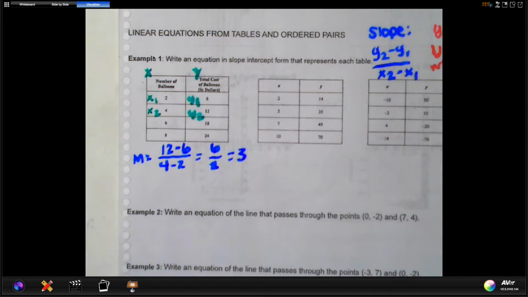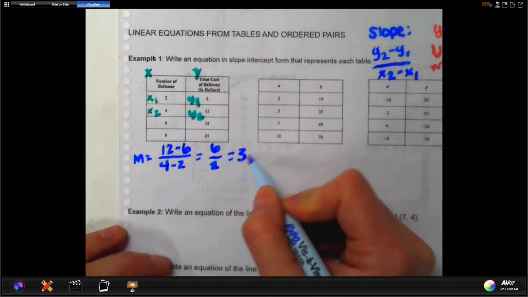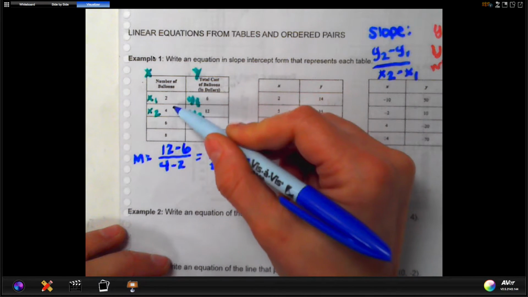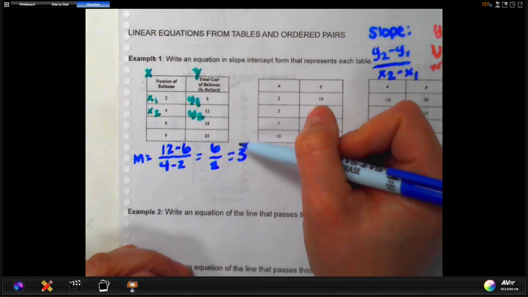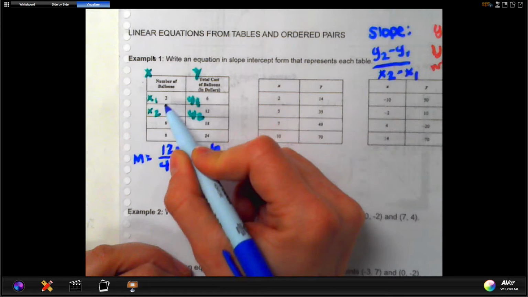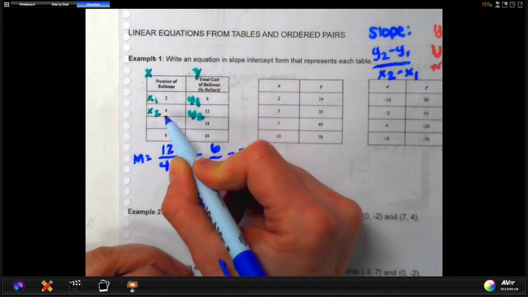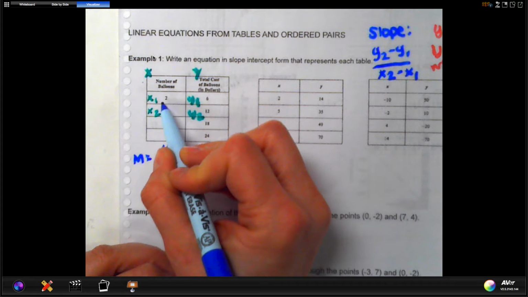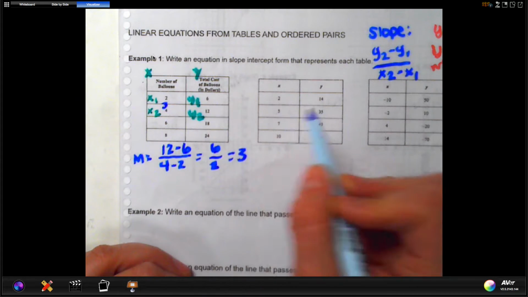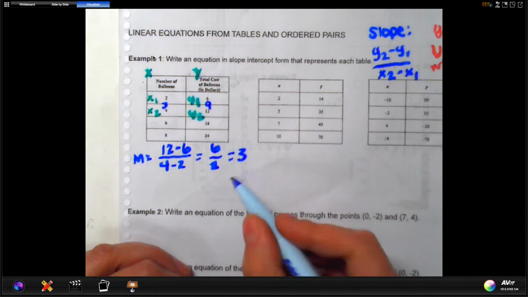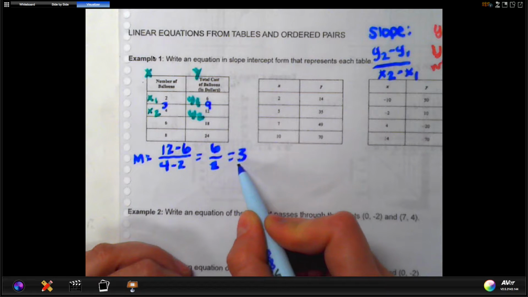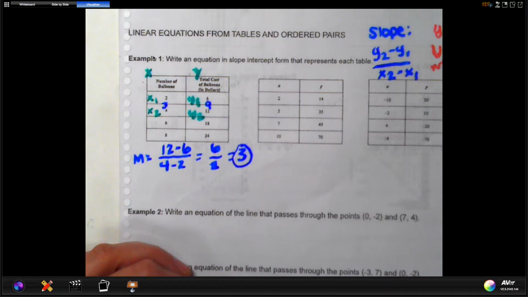Now, to find the y value when x is 0, we want to use the pattern, okay? What this 3 is telling us is that every time x goes up by 1, the y goes up by 3. So if you buy 2 balloons, you pay $6. 3 is not included in here, but if you bought 3 balloons, it would cost you $9 because it's going up by 3 each time. It's saying that it's costing you $3 for every balloon you buy.